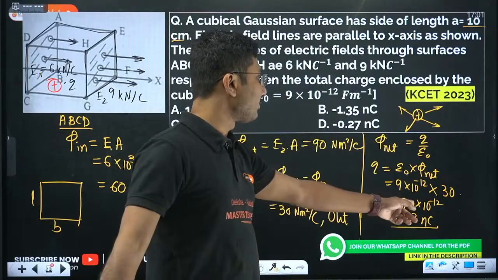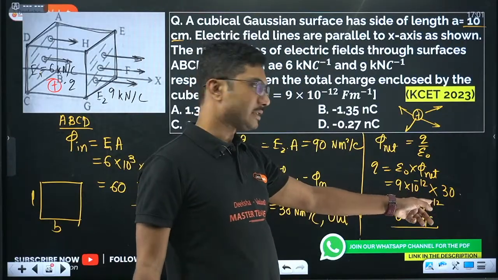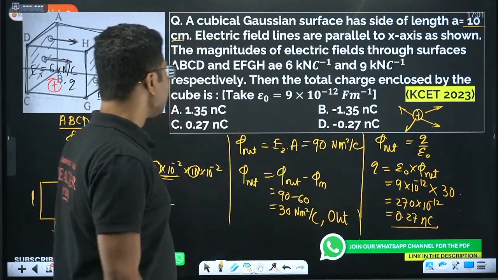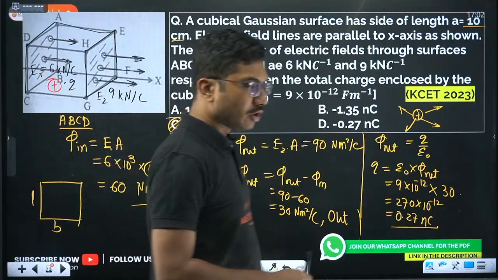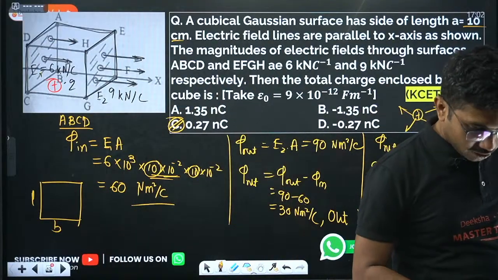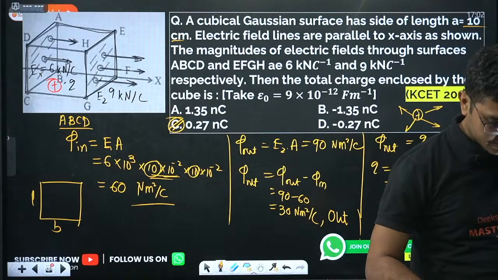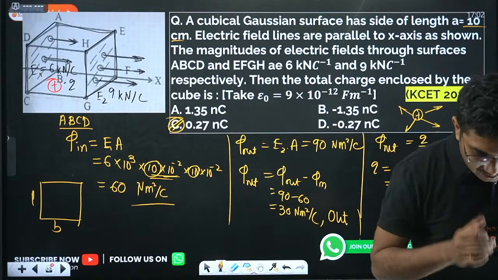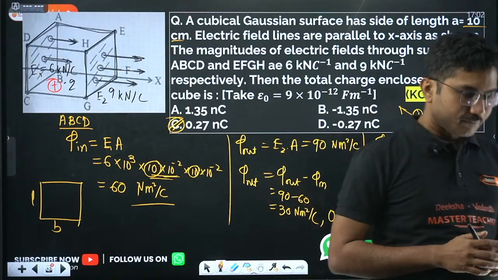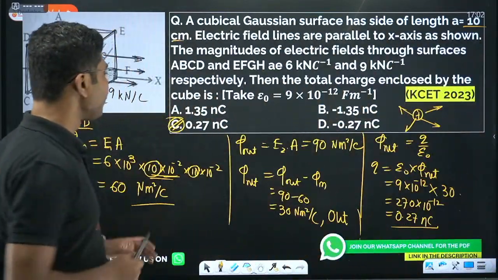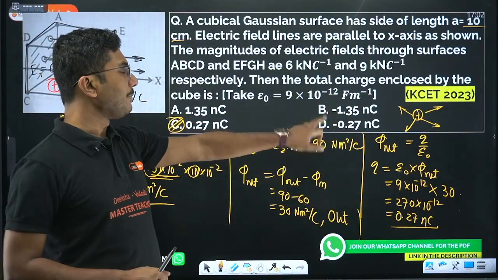If you adjust 3 decimals, 10 to the power of minus 9 will be adjusted and you will get 0.27 nanocoulomb. So option C is correct, not option B. Not option B, neither option D. Okay, Sushant and Shuvarna, both options are not correct, neither B nor D.